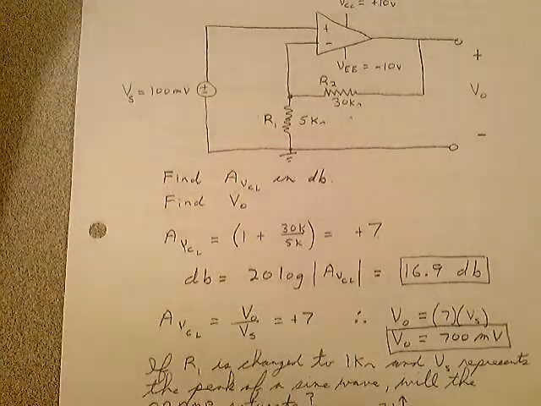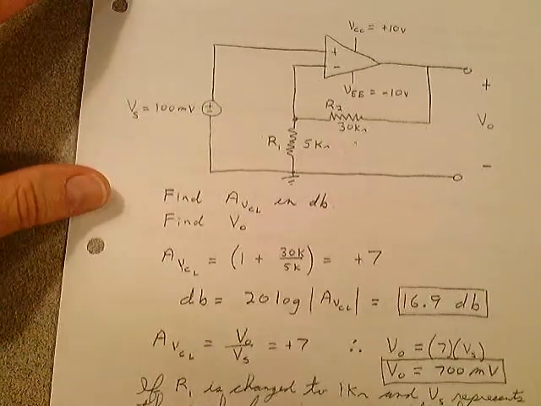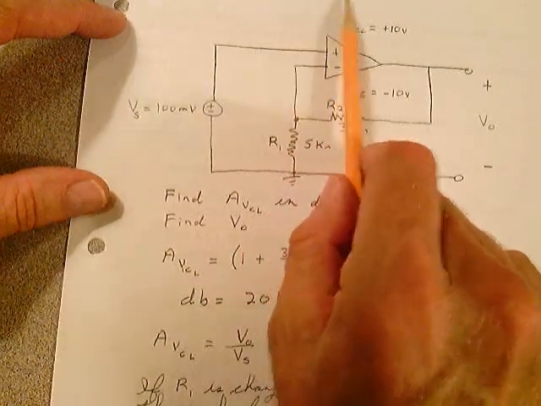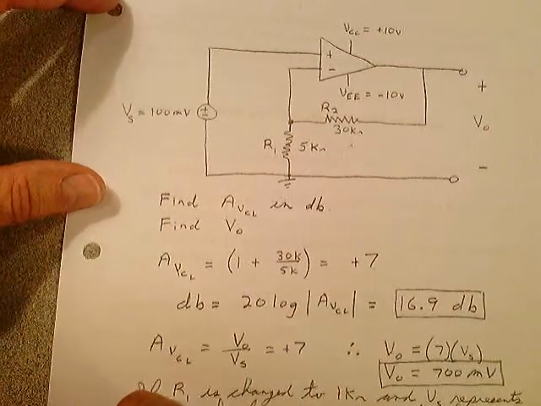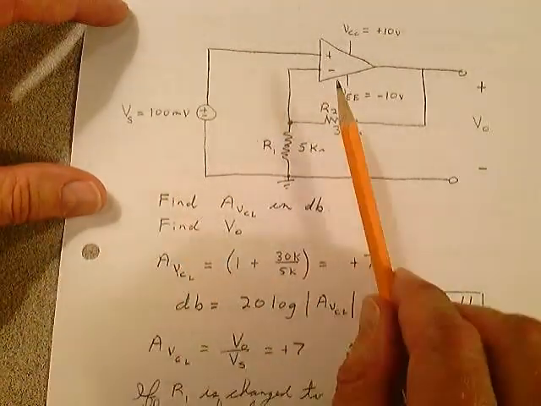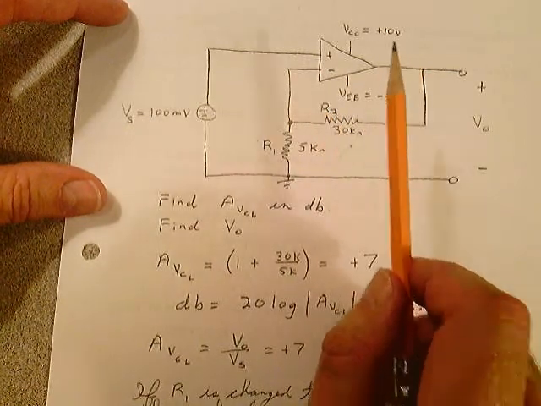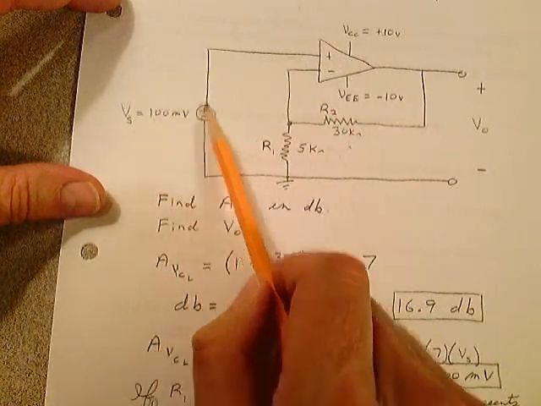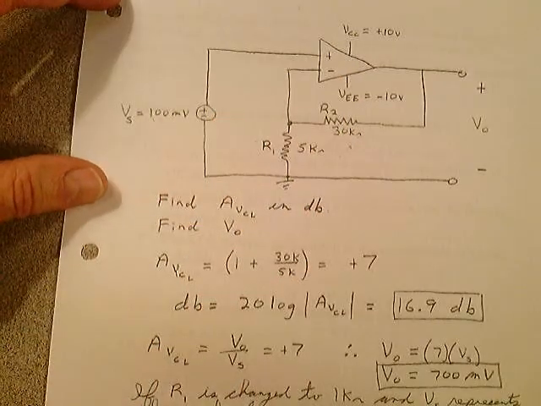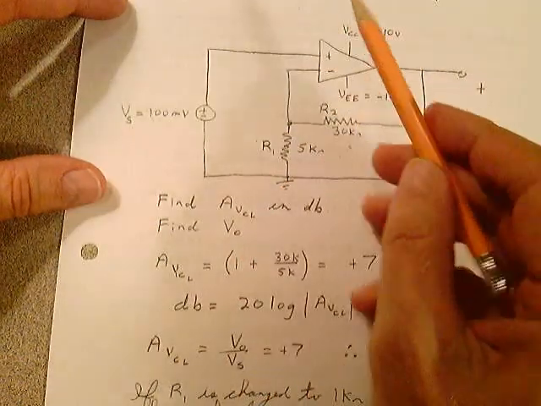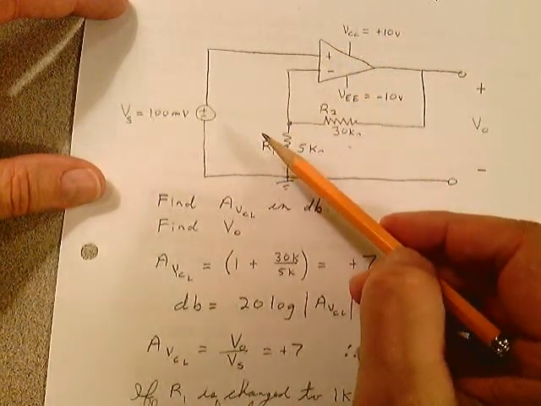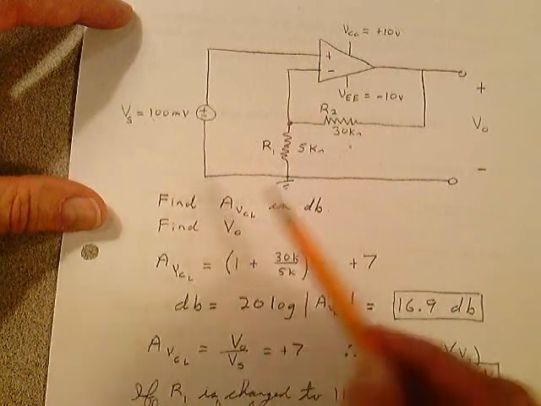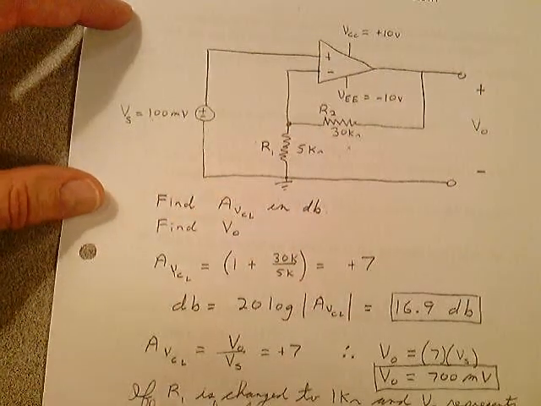On page number 75, let's take a look at analyzing the non-inverting operational amplifier circuit shown here. Well, we take a look at this, and right away we know that it's a non-inverting amplifier because the input voltage feeds into the plus input. In this case, they want you to find the closed loop voltage gain in decibels, then find the output voltage for this circuit.